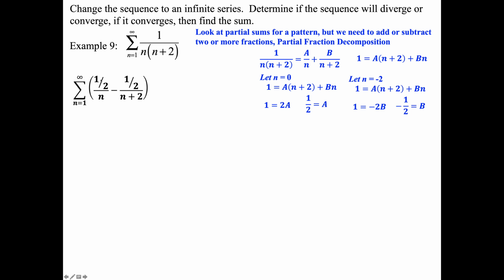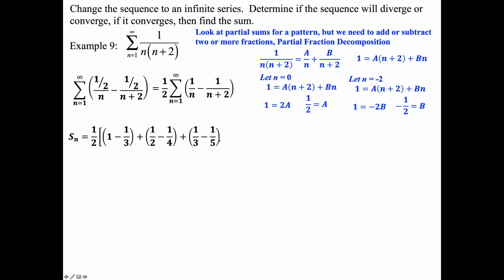Okay, let's factor the 1/2 out to the front of the summation. And now we have this looking like our previous problem. Let's start finding some terms. When n is equal to 1, you're going to have 1/2 times, here comes the series, 1 over 1 minus 1 over 1 plus 2, which is 3. So you can see the pattern. I'm going to keep, again, adding 1 to each denominator. So plus 1/2 minus 1/4, plus 1/3 minus 1/5, plus 1/4 minus 1/6, plus 1/5 minus 1/7, plus 1/6 minus 1/8, and on and on and on.